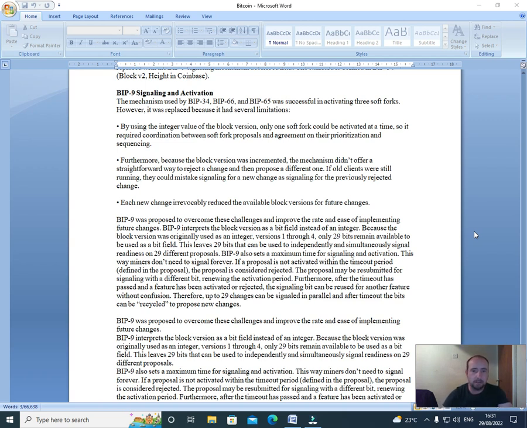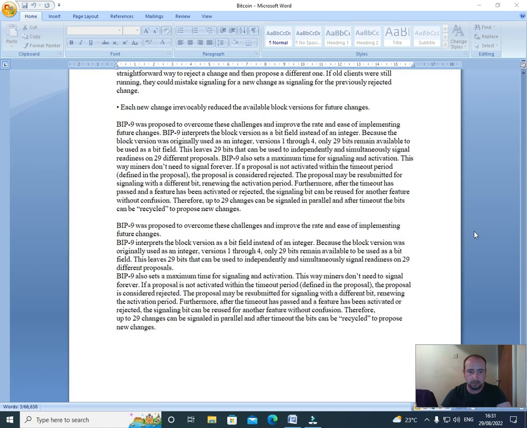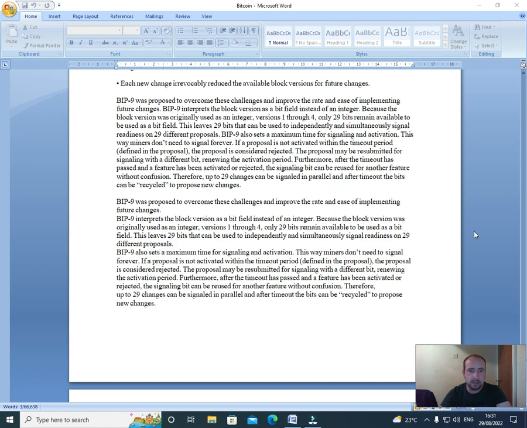Furthermore, because the block version was incremented, the mechanism didn't offer a straightforward way to reject a change and then propose a different one. If old clients were still running, they could mistake signaling for a new change as signaling for the previously rejected change. Each new change irrevocably reduced the available block versions for future changes. BIP9 was proposed to overcome these challenges and improve the rate and ease of implementing future changes.